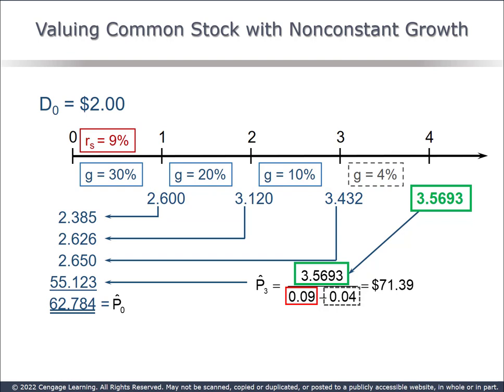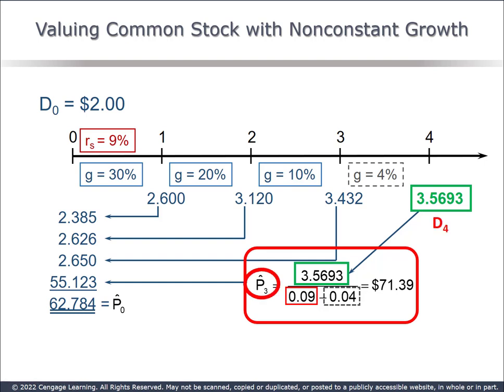Use the first constant dividend to find the horizon value, or the stock price, at the end of the non-constant growth period. The horizon value, HV, is the first constant growth dividend divided by R minus G. Note, the horizon value here is the price at time 3, which is equal to D4 divided by R minus G, and it's discounted back 3 years. D4 is not used for anything else.